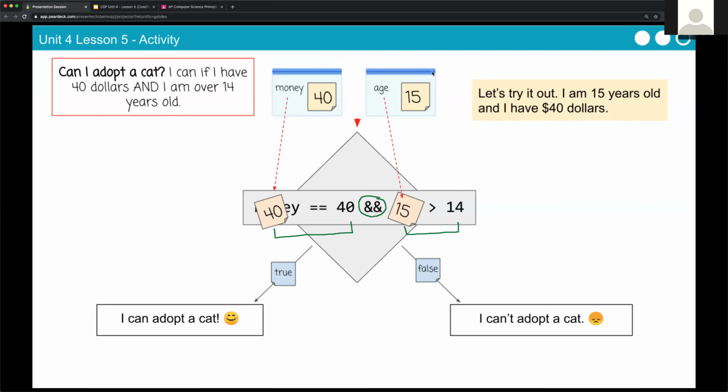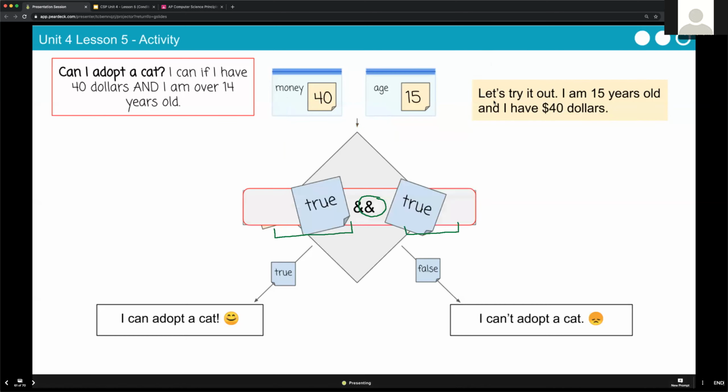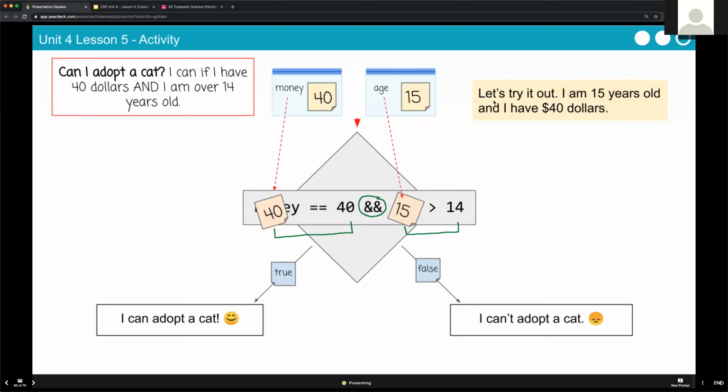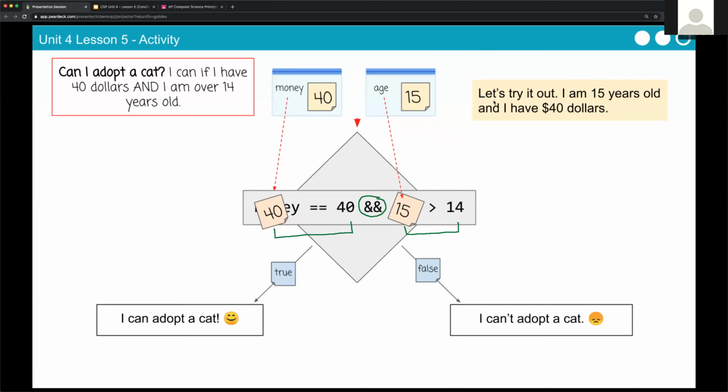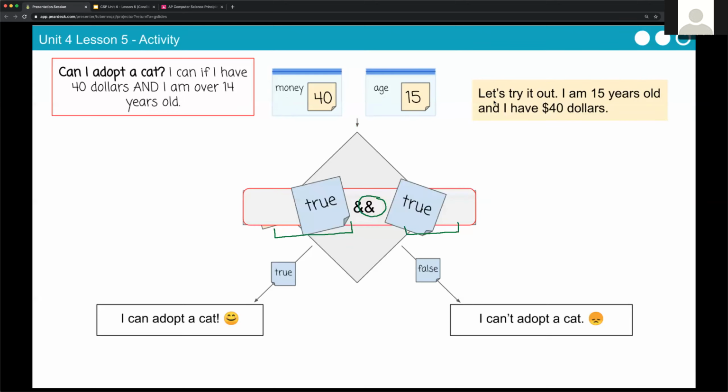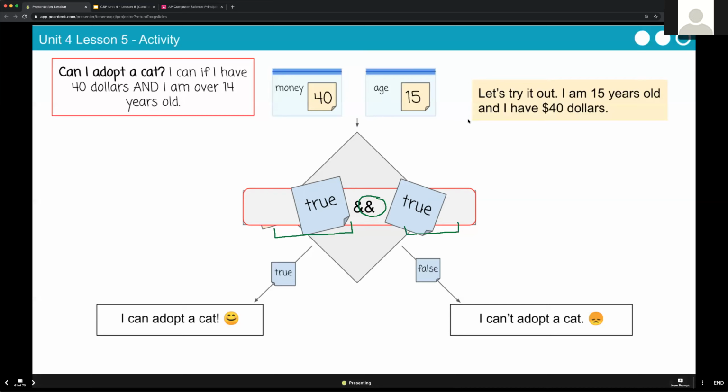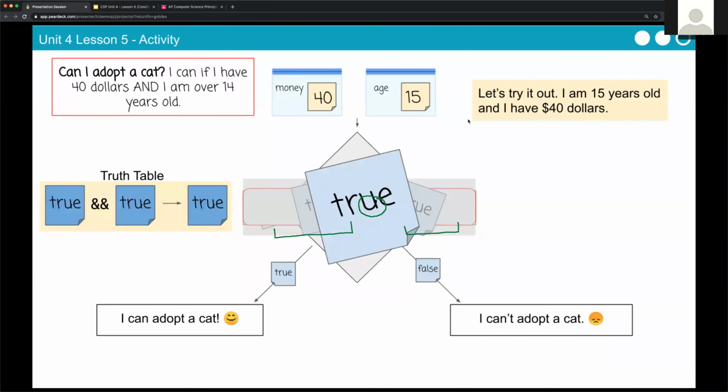So let's see what happens. Is 40 equal to 40? Yeah, 40 is equal to 40. And then is 15 greater than 14? Yeah, 15 is bigger than 14. So in this case, both sides are true. So that means that the whole thing is what? It is true, yeah. So we're going to go ahead and branch to that true side. And guess what? I can indeed adopt a cat. Yay, cat. Awesome.